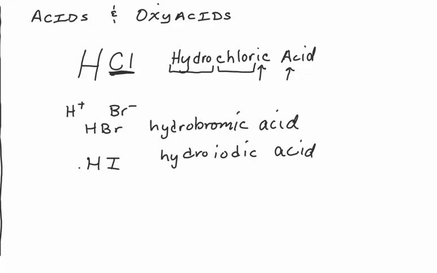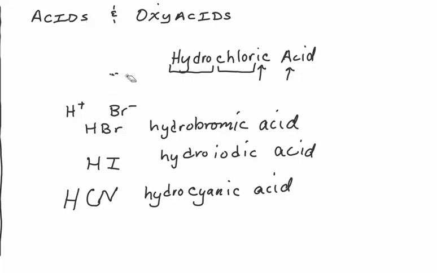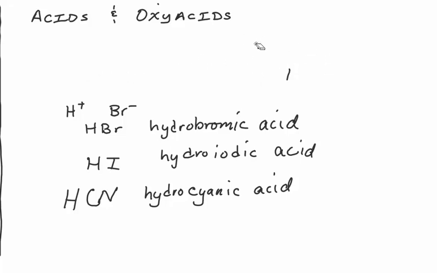Now we can also have a polyatomic acid that's named in a similar way. So if we have cyanide, and cyanide is a -1, so it would only have one hydrogen, then this would be named hydrocyanic acid. If our polyatomic ion has an oxygen, however, we have to use our oxy acid naming conventions.